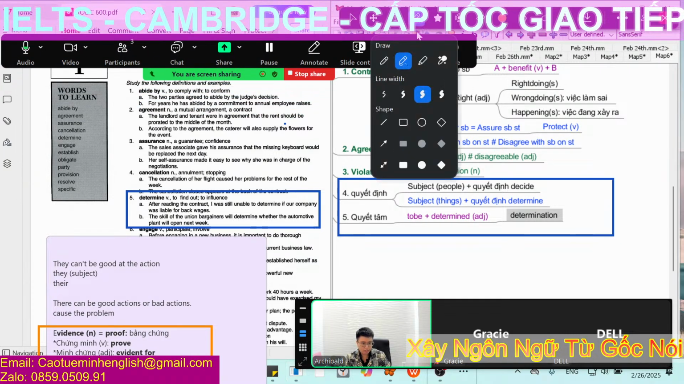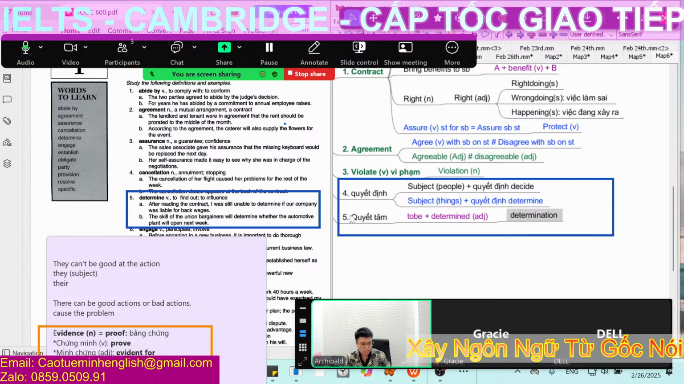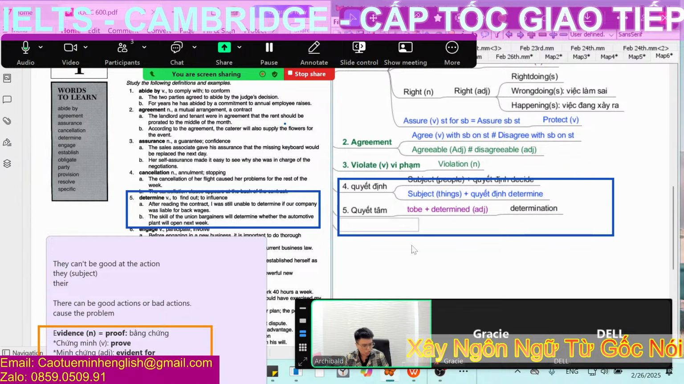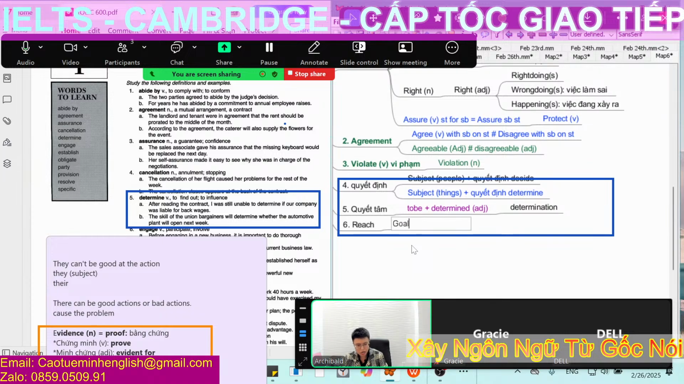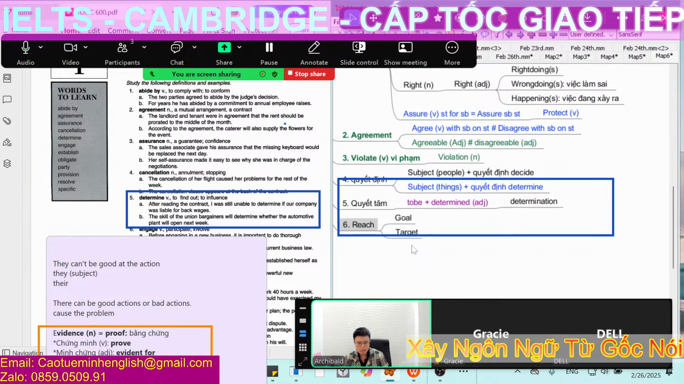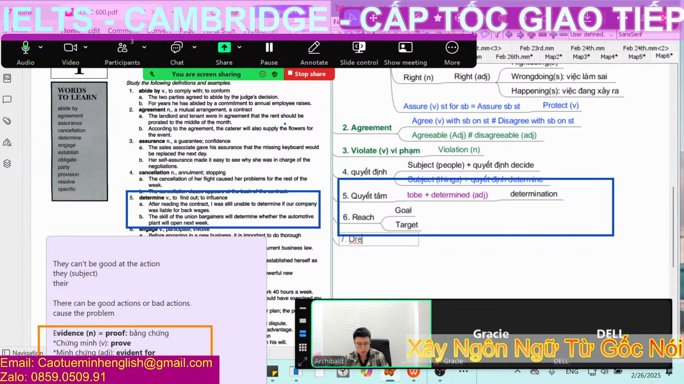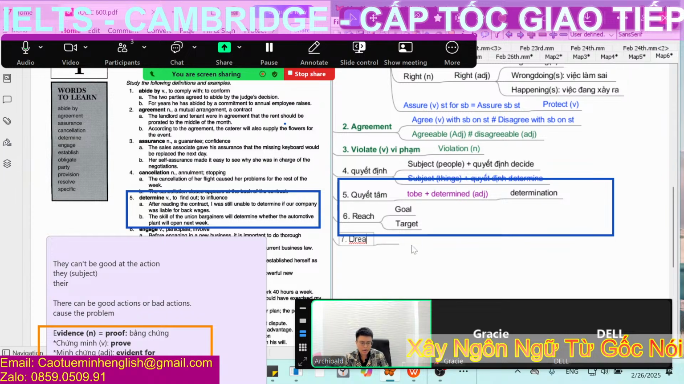Okay, reach có nghĩa là vươn tới, đạt được, but reach is only used for goals and targets, alright? We use the word reach like this. You think of the word goal, you think of the word target. But if you want to talk about dream, you say, oh my gosh, today is the day my dream comes true. So we use the word come true for dream.